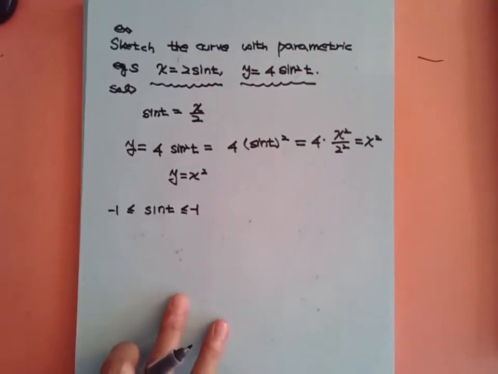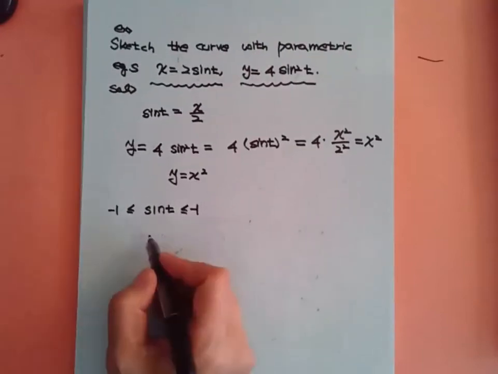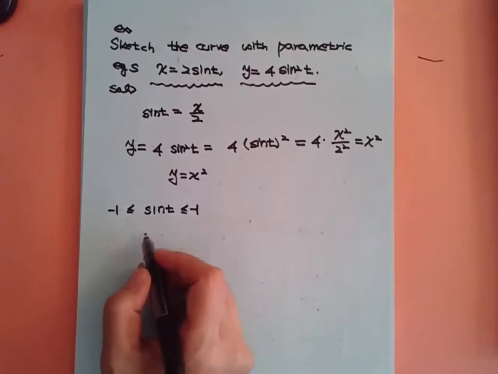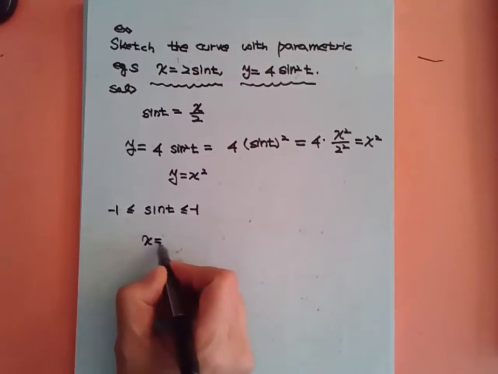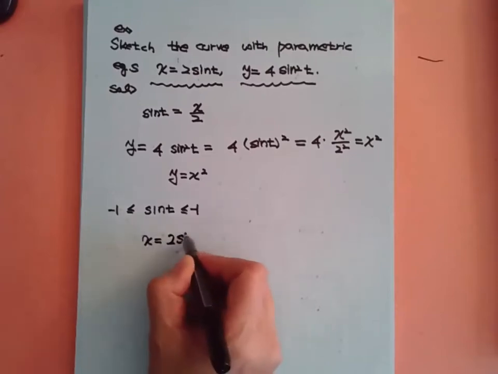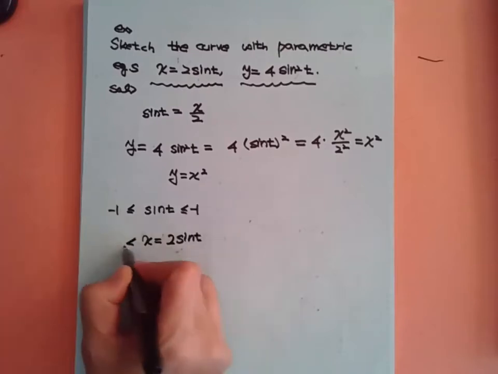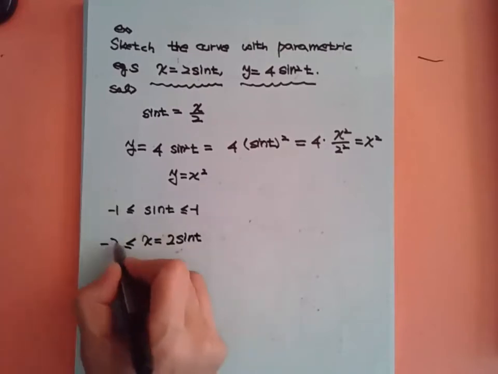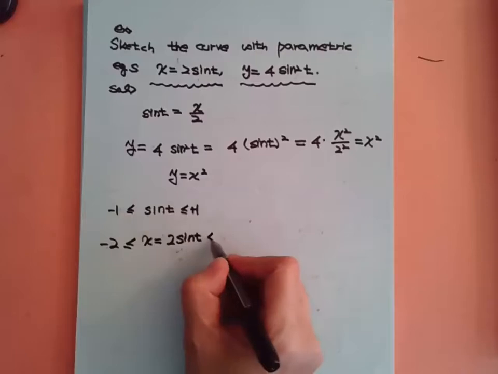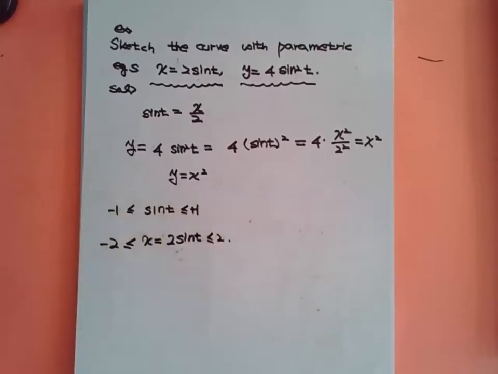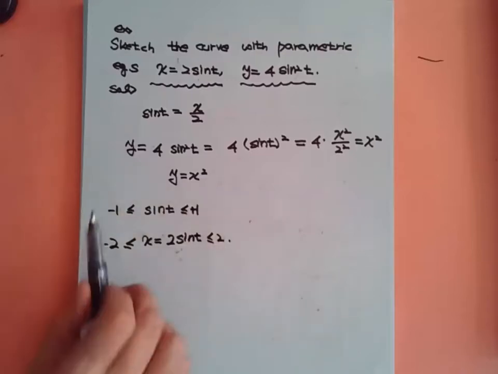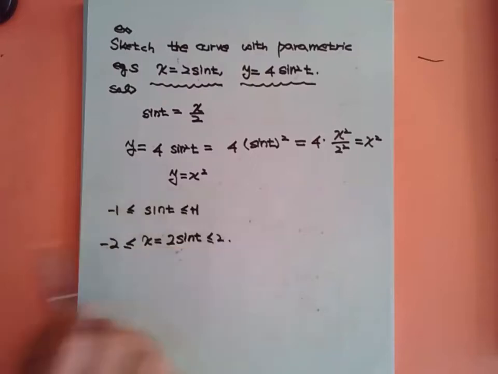What we know about x is that it is defined as 2 times sine of t. So x is bounded by -2 and 2, right? We just multiply by 2 on each side to get the lower bound and upper bound of x. Any question?